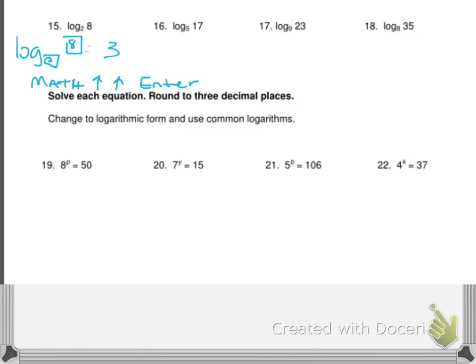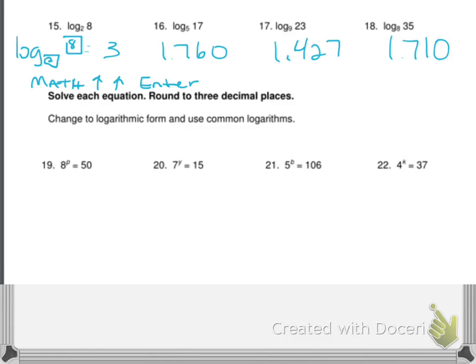So it's the Math, up arrow, Enter. And it says log base. It's the log base function of your calculator. So give those a shot and then check your answers. Okay, so here is your 3 answers for 16, 17, and 18. So check those and make sure you got them correct.